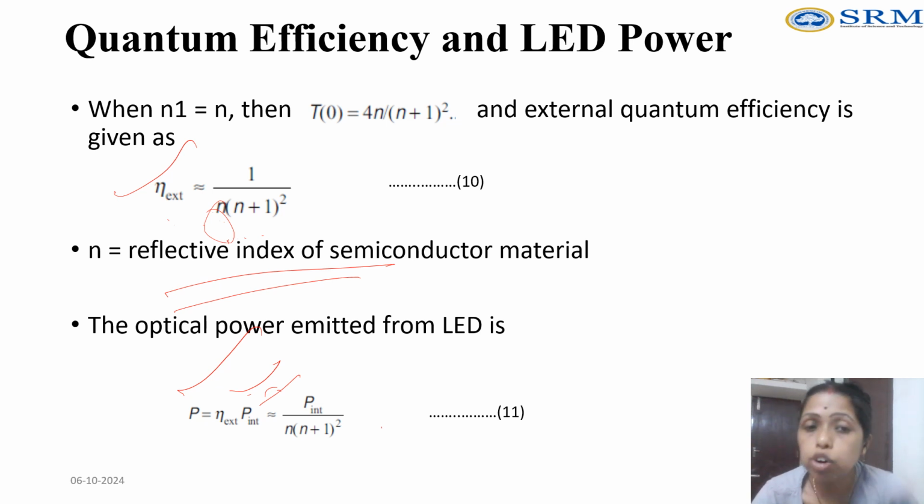So what I told, that total quantum efficiency tells how many photons are produced from the device. Not all of those photons will come out from the device. Some photons will be absorbed by the material, and that is also due to the refractive index. So the external quantum efficiency is related to the refractive index of the material. So if you want to calculate the total optical power, P is equal to eta external into P in, that is equal to P in divided by n into n plus 1 whole square.